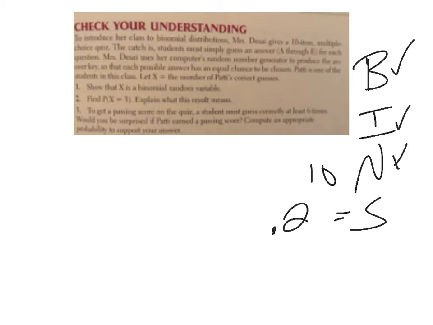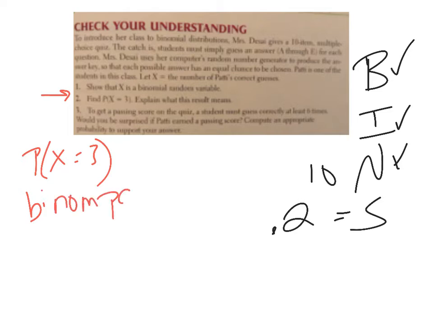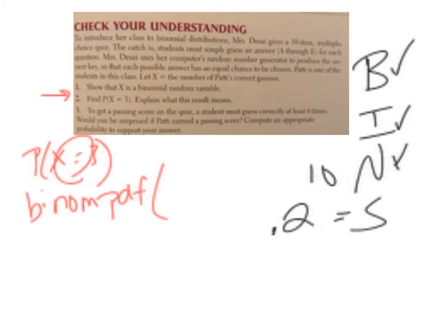Okay, so part 2 wants us to find the probability that x is equal to 3, and then explain what that means. So the probability of x being equal to 3, if I plug that into my calculator, I'm going to use the PDF function because it's an exact thing. It's equal to 3. I need to show all my work.